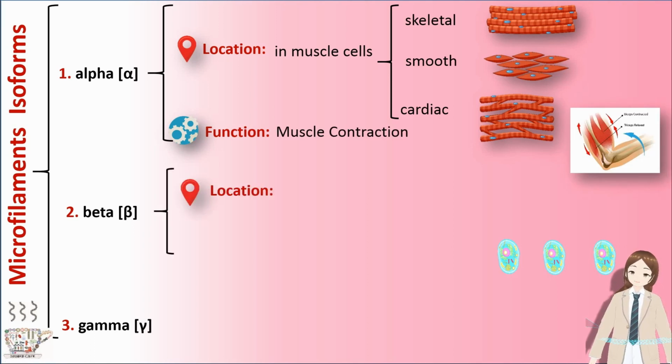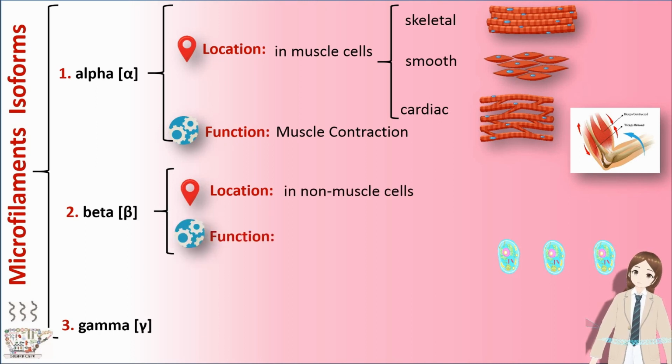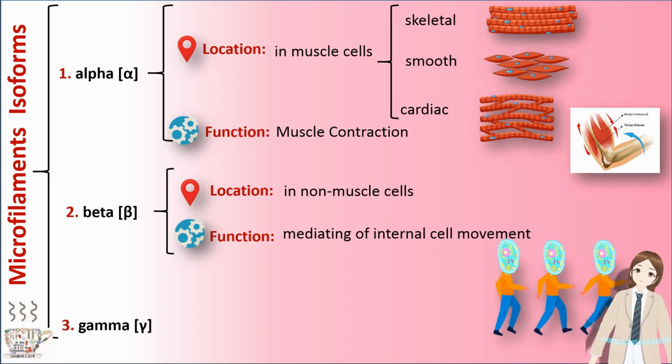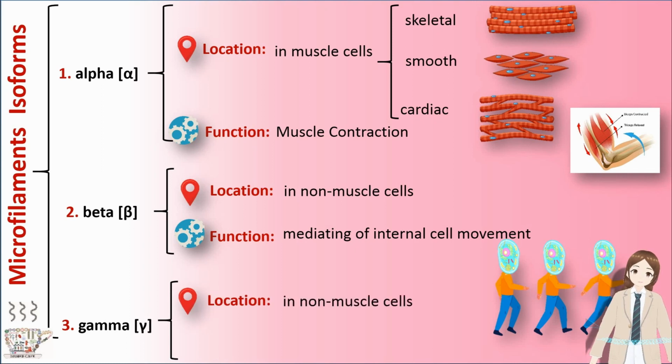Beta isoform is located in non-muscle cells. It plays a role in mediating of internal cell movement. Gamma is located in non-muscle cells too, and it plays a role in mediating of internal cell movement.